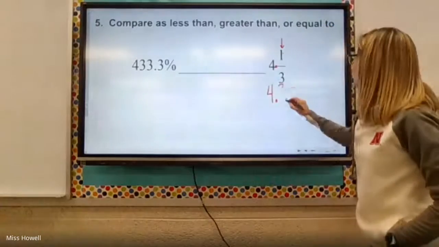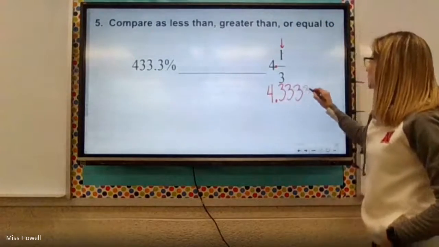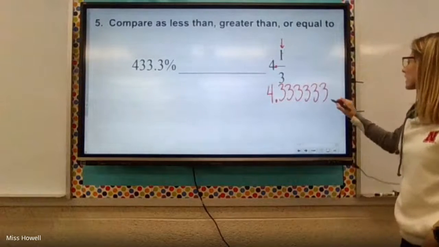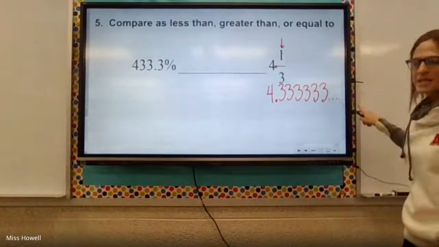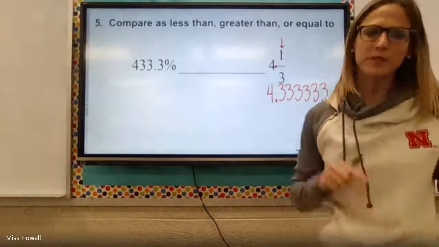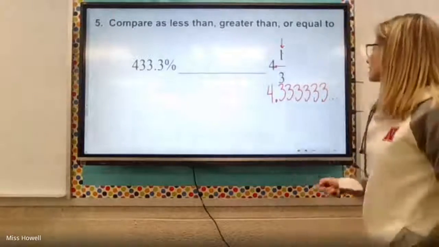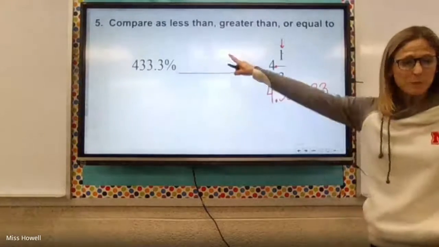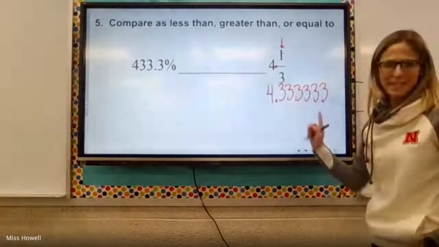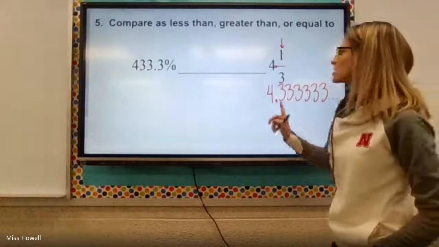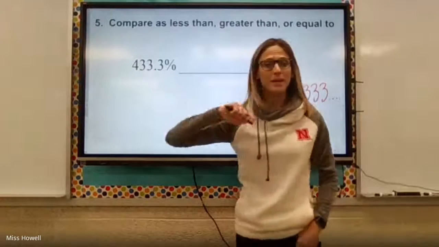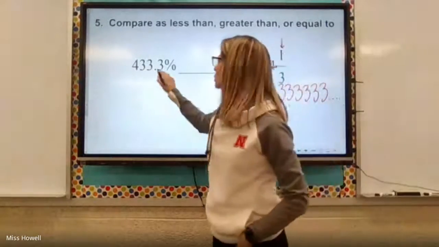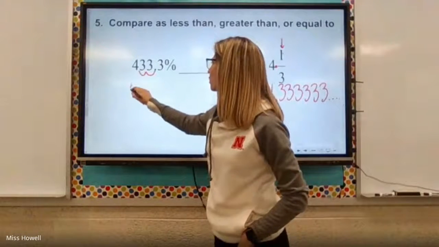All right, so 3, 3, 3, 3, 3, 3, right on. And I can add 3's here however long I need to be able to compare. All right, now two options I have from here is to change this to a percentage to compare, or change that to a decimal to compare. To change this to a decimal, it would be a divide by 100, or shortcut, two spots to the left.